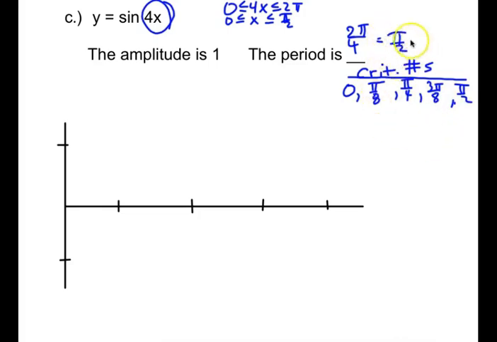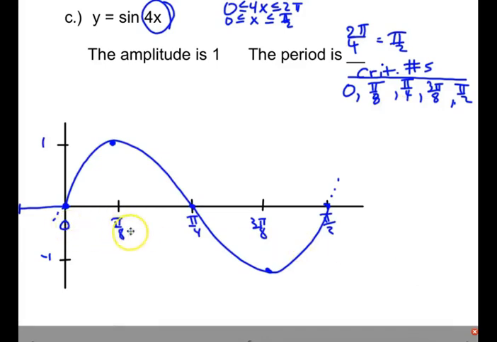Or I could take 1/4 of pi over 2, which is the length of my period, which gives me pi over 8, and I'll start with my beginning point, which is 0, and 0 plus pi over 8 plus pi over 8 plus pi over 8, and it will still give me the same 5 critical values. So my amplitude is 1, I have my 5 critical values, I know the shape of my sine graph, so I can sketch the graph, making sure I place my 5 critical values on my graph, and then making sure I oscillate between 1 and -1, and dash off on both sides.